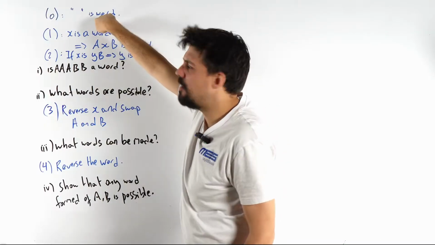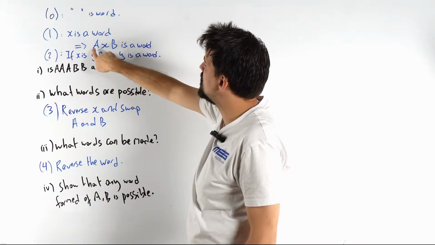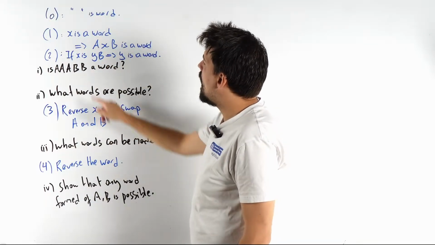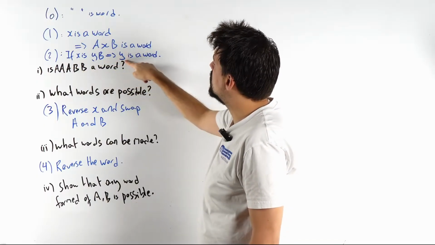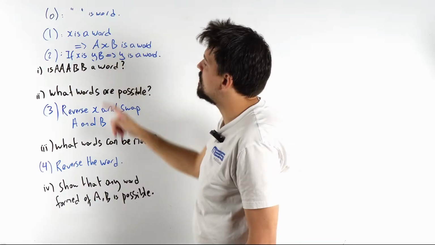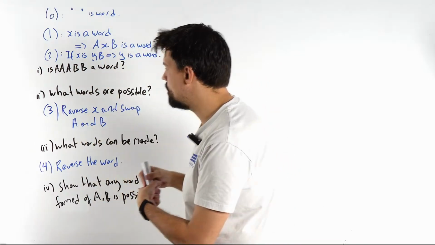So nothing is a word. Now, if you start with a word, you get a new word by sandwiching between A and B. And if your word is something ending in B, so something then B, then just that something is a word. So basically what this is saying is if your word ends in B, you can cut off a B and you get a word. All right?